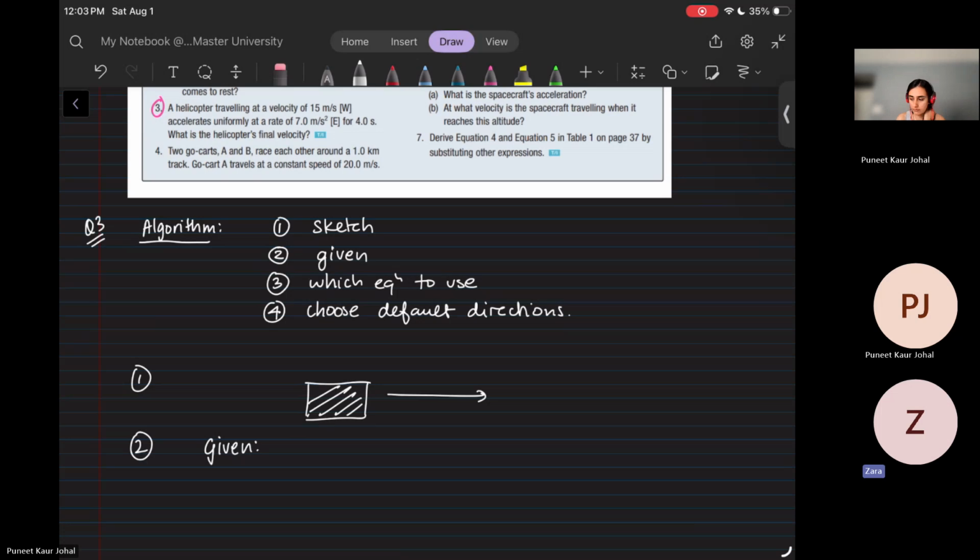The velocity. Okay. Do you think it is initial or final? Initial. And the acceleration. We're given acceleration. Very good. And the time. Excellent. And we need to calculate the final velocity. Yes, we need to calculate the final velocity. Very good.